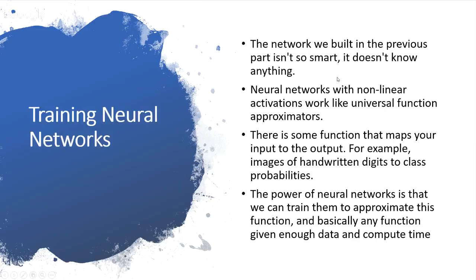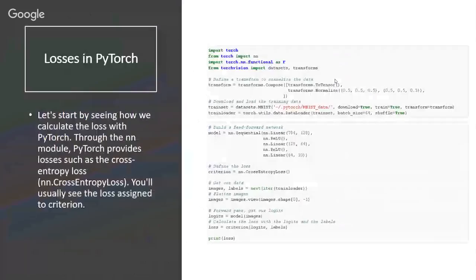The networks we built previously basically don't know anything. Neural networks with nonlinear activation work like universal function approximators. There is some function that maps your input to output, for example, images of handwritten digits to class probabilities. The power of neural networks is that we can train them to approximate this function, and basically any function, given enough data and compute time.